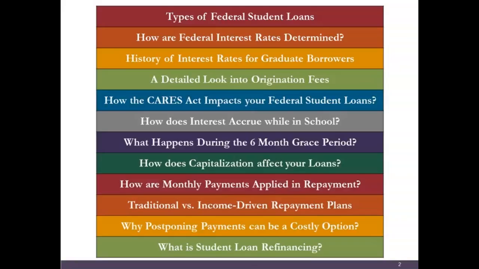Types of federal student loans, how federal student interest rates are determined, history of the interest rates for graduate borrowers, a look at origination fees, how the CARES Act impacts your federal student loans, how interest accrues while you're in school, what happens during the 6-month grace period, how capitalization affects your loans, how monthly payments are applied in repayment, the traditional versus the income-driven repayment plans, why postponing payments can be a costly option, and then finally, what is student loan refinancing?